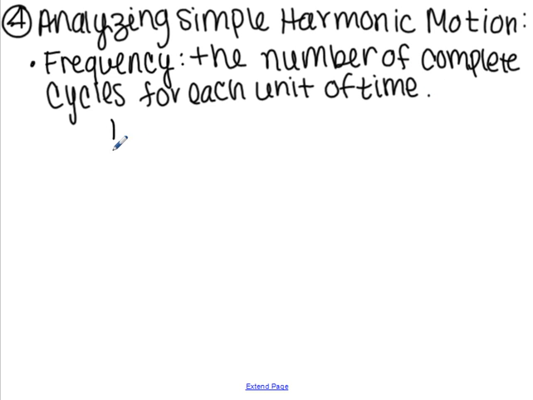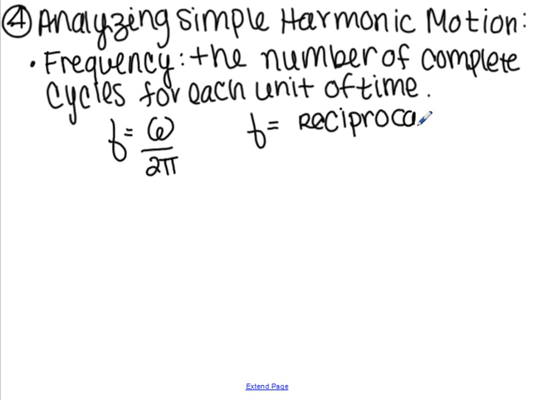It is found by doing omega over 2 pi. If you notice, this is just the reciprocal of the period. So f is equal to the reciprocal of the period.